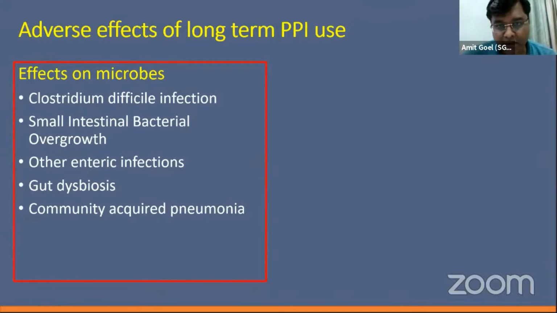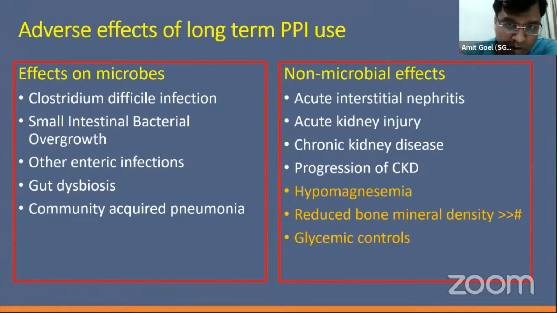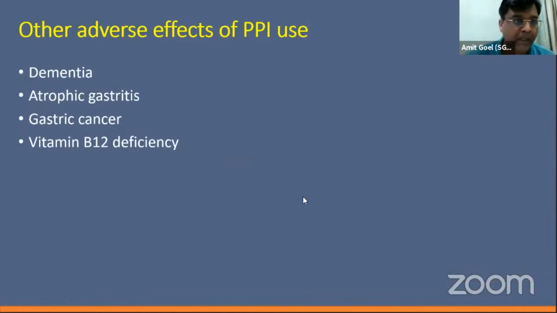I will restrict myself to the metabolic effects, meaning the non-microbial effects. It causes acute interstitial nephritis, acute kidney injury, chronic kidney disease, and progression of chronic kidney disease. It also causes hypomagnesemia, reduced bone mineral density, which can cause fracture, and impairs sugar control. All these things we know can worsen chronic kidney disease, or can precipitate the onset of kidney disease. That's why I have included them there. Besides that, just to complete the list, these are the other side effects which are known to occur with PPI across the board in any category of patient.